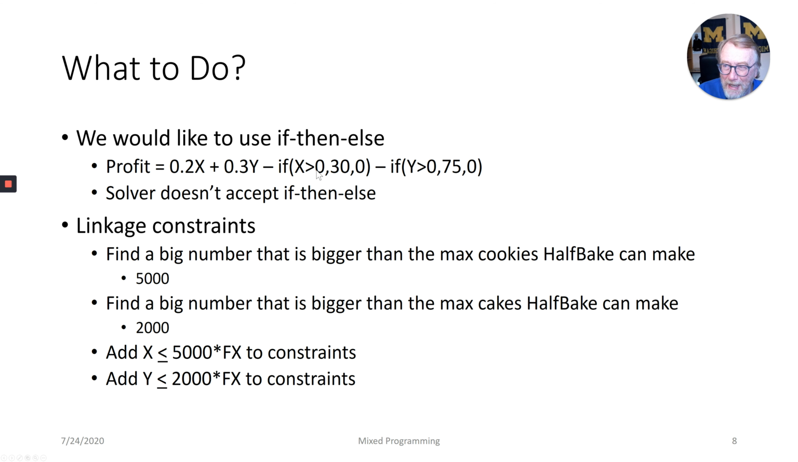So if you know a little bit about Excel, you could put if X is bigger than 0, then we have the 30. If X is equal to 0, we have a 0. If Y is bigger than 0, then we pick up 75. If Y turns out to be equal to 0, it will be 0. Except Solver doesn't like this. If you try to put this logic into the objective function, Solver will say, no, you can't do it.